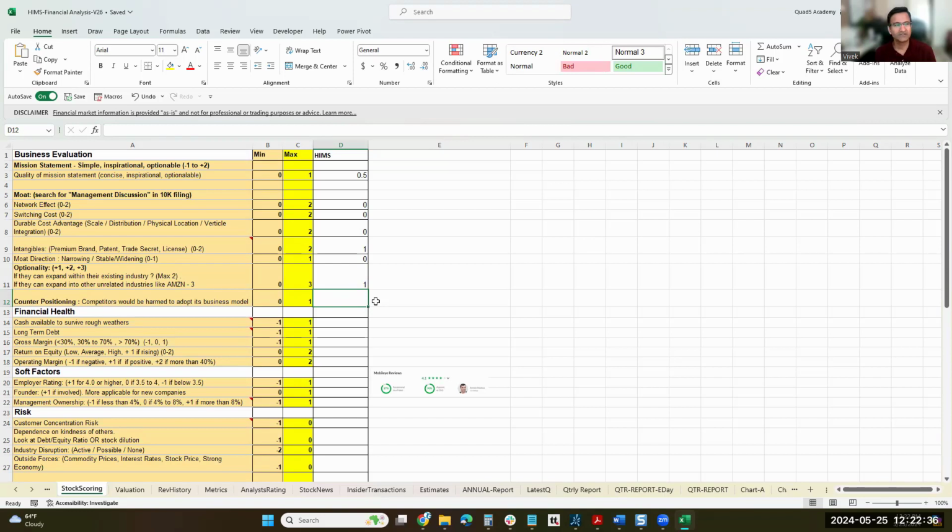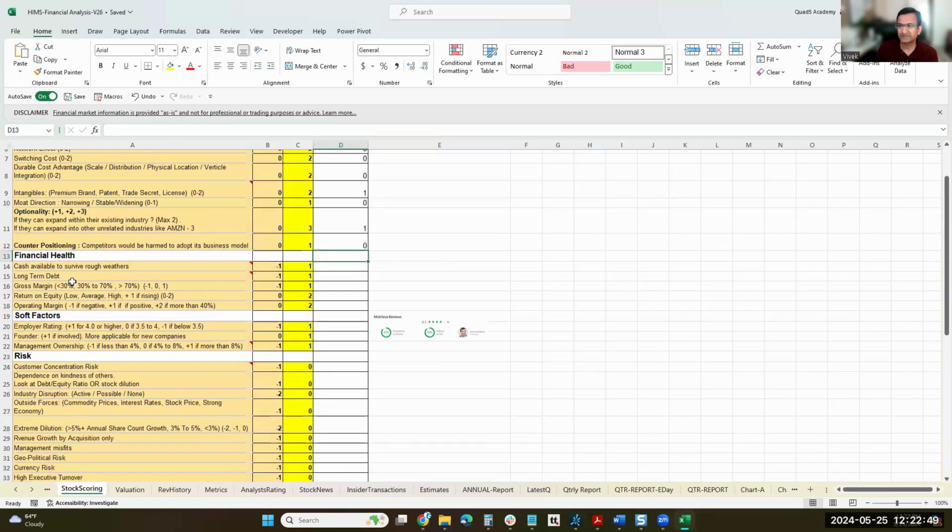Does it have any counter positioning? Meaning, if its competitors adopt its model, the competitor is going to be worse off. I don't think it has any counter positioning. Okay, I see a comment: their marketing design of the website is very compelling to buy products for new customers.